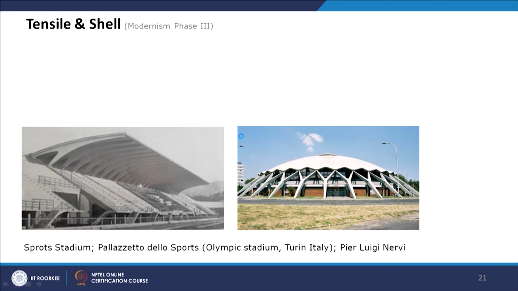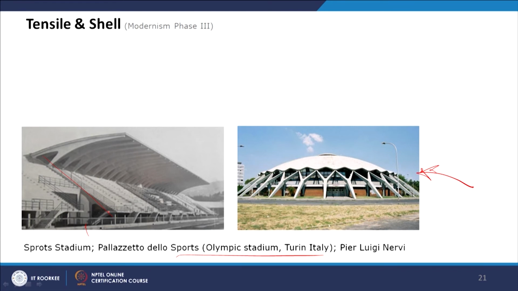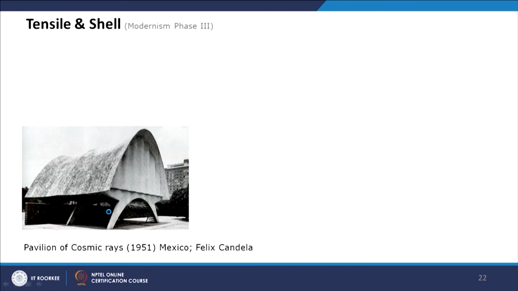Now, Nervi's other design, this Olympic Stadium, can also come within this shell structure. We have discussed this in the monolithic style as well. This is in Turin, Italy, and other sports stadiums, which are shell structures again, were explored by Pierluigi Nervi.